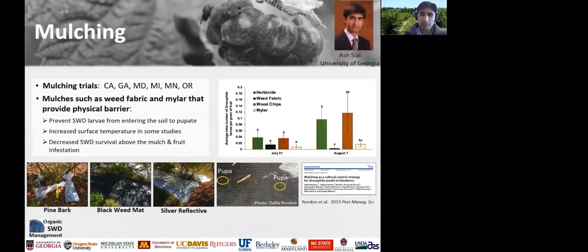There are many types of mulches that are available. Black weed mat is the most common one, which was very effective. And another, a reflective mulch, was tested in Michigan, for example, this Mylar, that also showed significant results against SWD. Here is a publication. If you are interested in more details, please take a look at this publication from our group that has details of studies done in multiple states. Next, please.